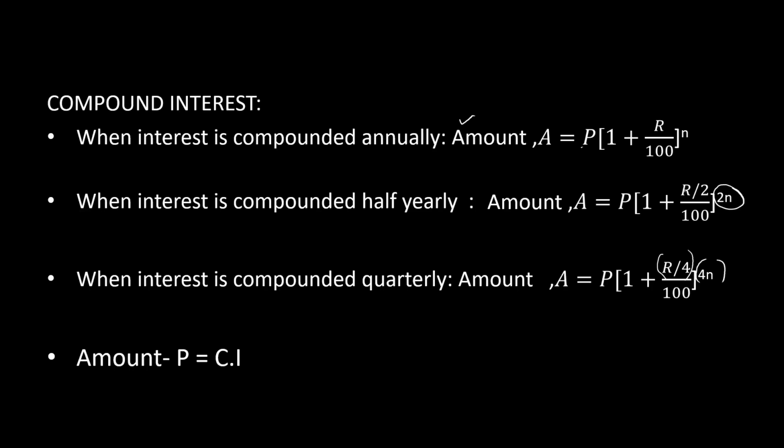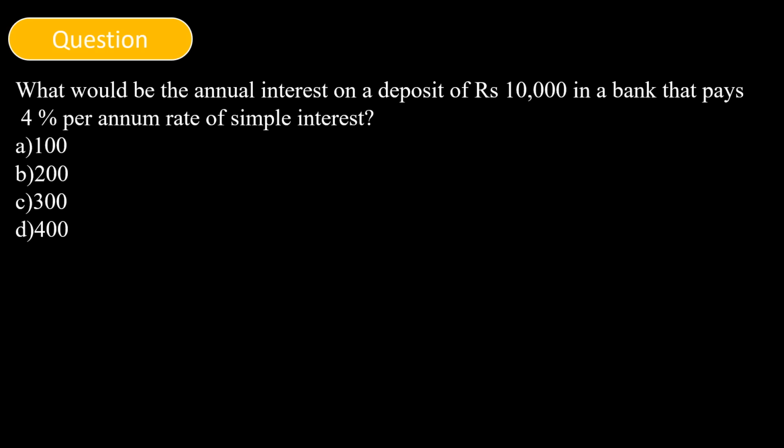Now after finding the amount, if you have to find the compound interest, then compound interest is equal to amount minus the principal amount. So these are the formulas for finding simple interest and compound interest. Next we'll see the problems.